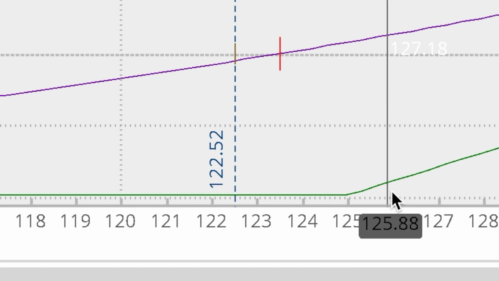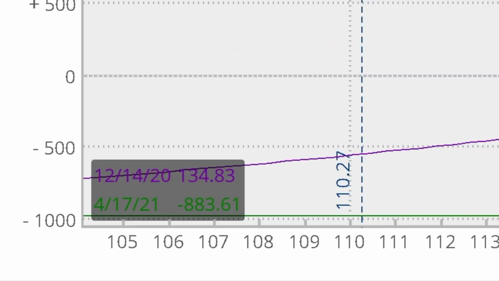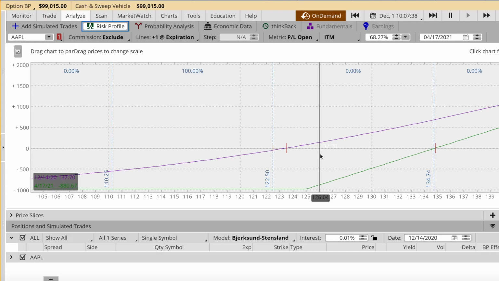If it's $126, we don't lose all of our money, but we still lose quite a bit because we paid $9.85, and it's really only worth now from 125 to 126. It's really only worth $1. So we would lose $885 of our $985 that we put in.